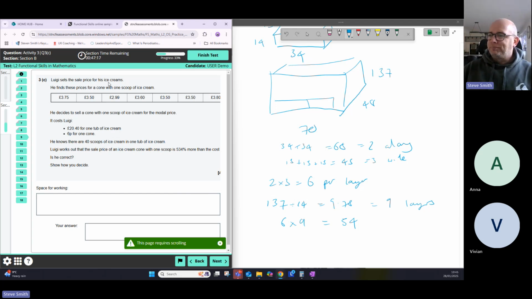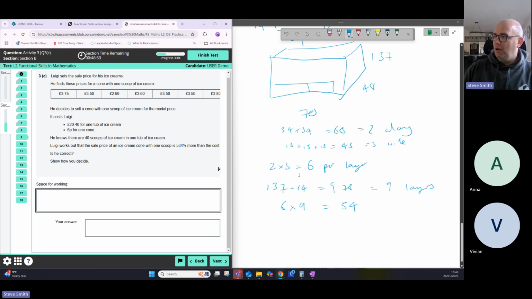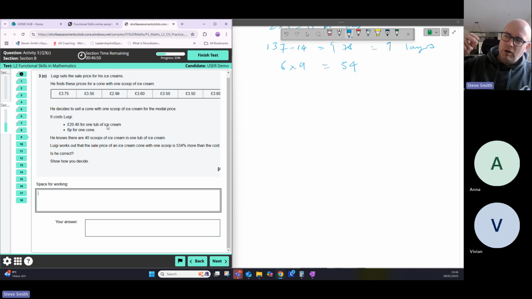Luigi sets the sale price for ice creams. He finds these prices for a cone with 1 scoop of ice cream. It's a 4-pointer. I often think this one is a slimmed down question. I think it should be worth more than 4 points, but it's not. You've got the mode, you've got working out per ice cream, and a 534% profit margin. When I read it, I'm like, wow, 4 points, that's not a lot for this.